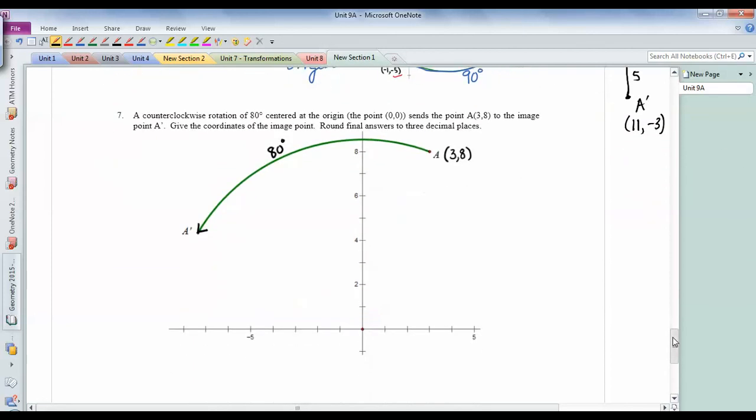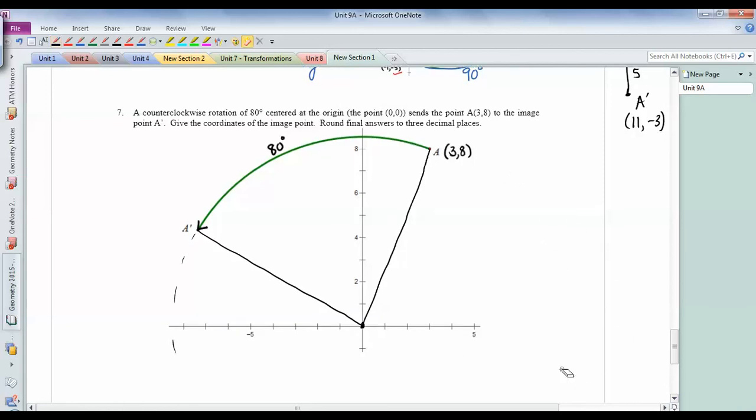Okay, let's take a look at 7. So in this one, we're centered at the origin, but it's not a 90-degree rotation. It's now an 80-degree rotation. So let me draw in this radius and that radius. And you can kind of picture if I kept this thing going, it would form this gigantic circle around everything.